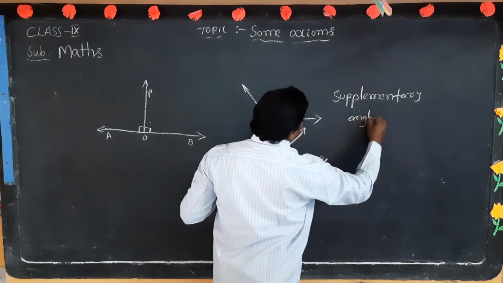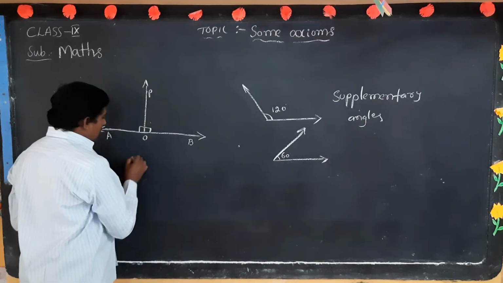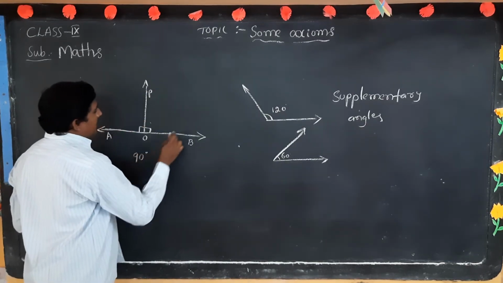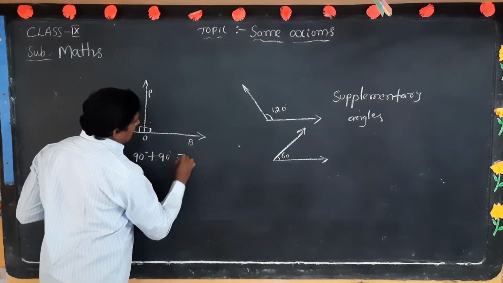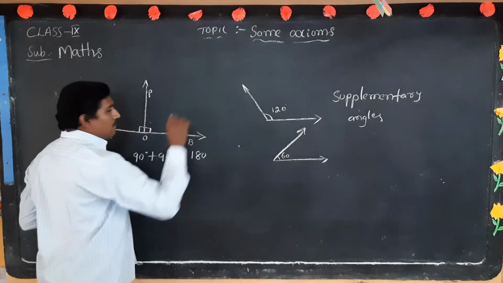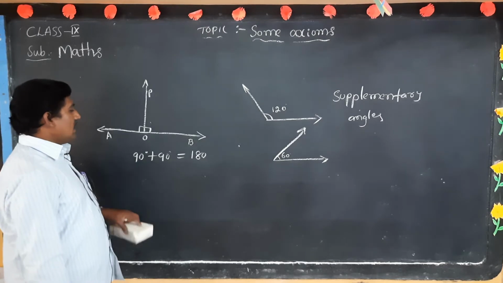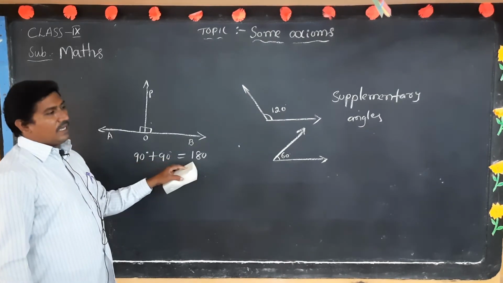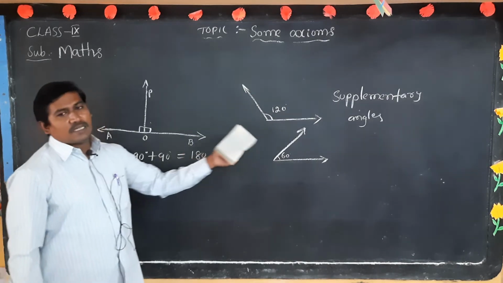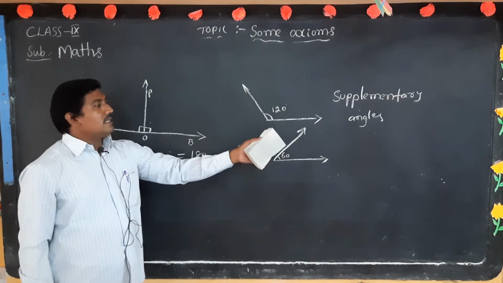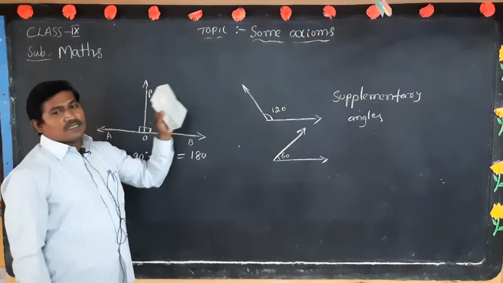And what about here? Angle AOP is equal to 90 degrees and angle BOP is equal to 90 degrees. 90 plus 90 is equal to 180 degrees, also supplementary. What we are saying is that if the sum of two angles is 180 degrees, they are supplementary angles as well as a linear pair. These are linear pair, these are supplementary. Supplementary angles are not always linear pairs, but linear pair angles are supplementary angles.